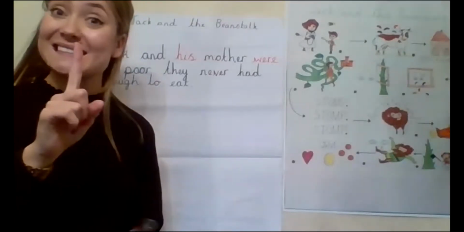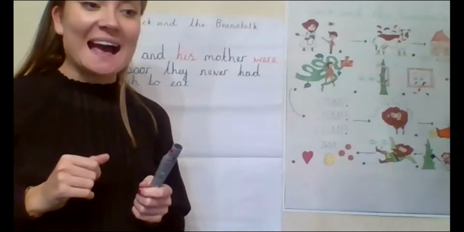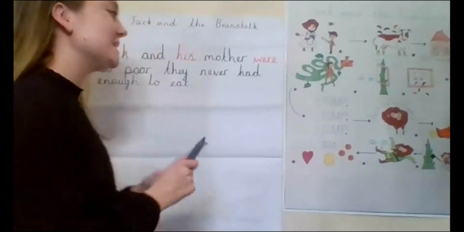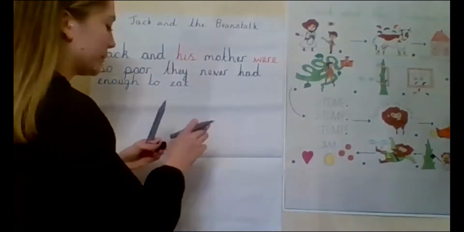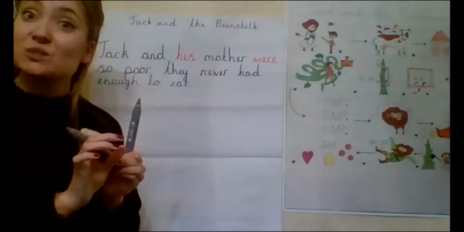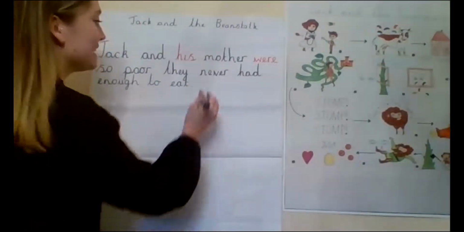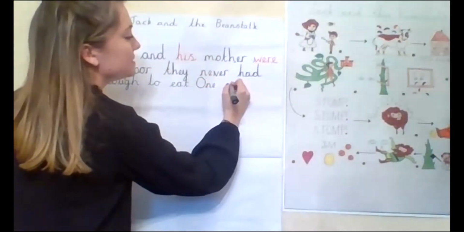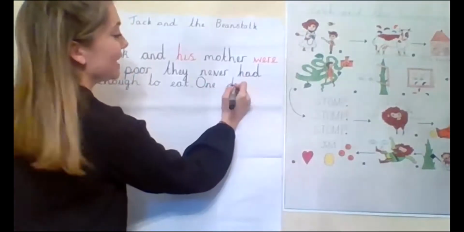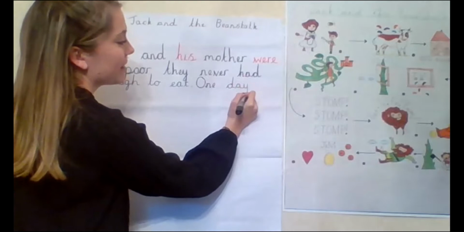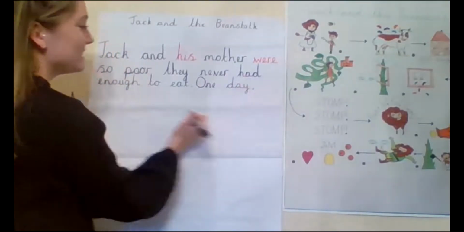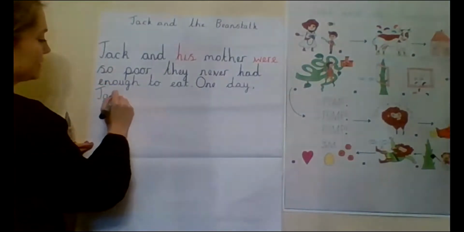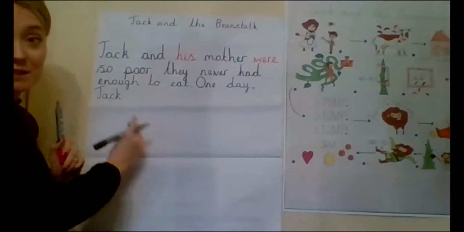So we've got: One day, comma, Jack sold his cow in exchange for five magic beans. So one day, I'm going to start here after my full stop, and I need a capital letter, that's right. One day, D. You see that? D, A, one day, comma, Jack, and because it's his name, it needs a capital letter.